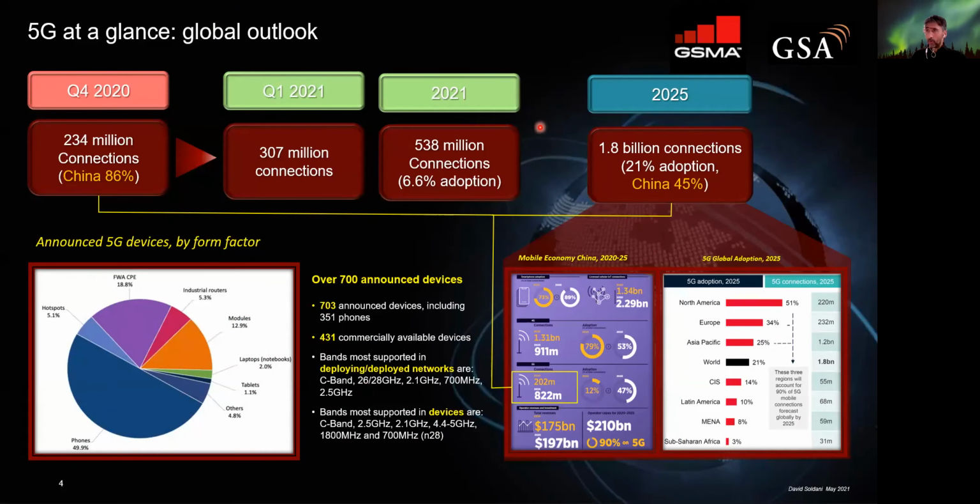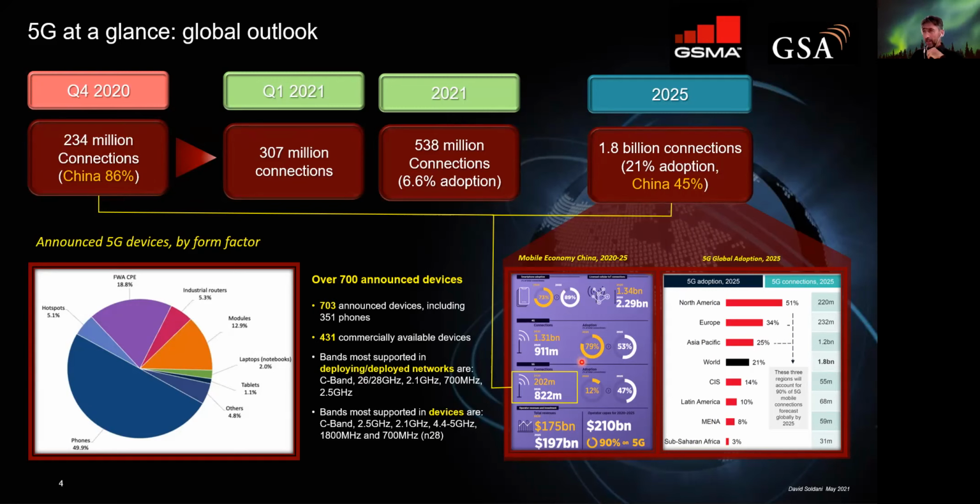Equally important is to have a view on the number of connected subscribers, and this slide I've made by summarizing the contribution from the GSMA and the GSA, which are the association of the carriers and vendors, respectively. We can see that from 2020, end of last year, to 2025, we will shift from 234 million connections up to 1.8 billion connections, which is about 20% of the global penetration. As you see on this slide, most of the connections are in China, where we have about 86% of the user already connected to 5G services, and we are expecting about 45% of the population in China connected by 2025.